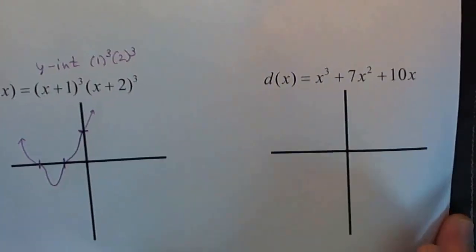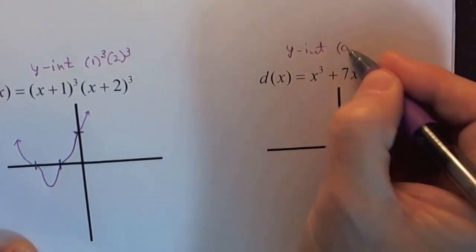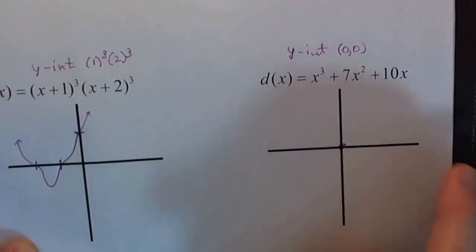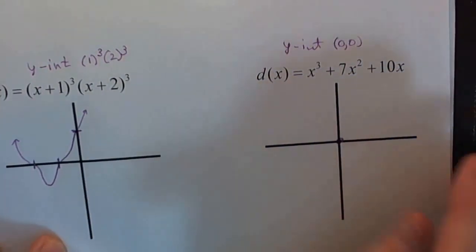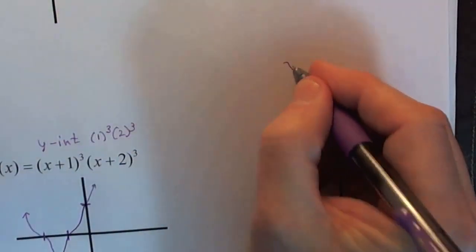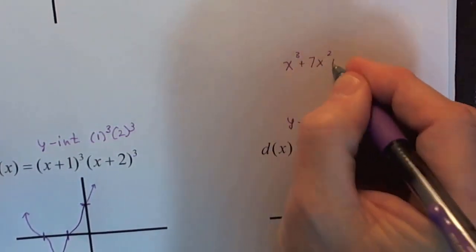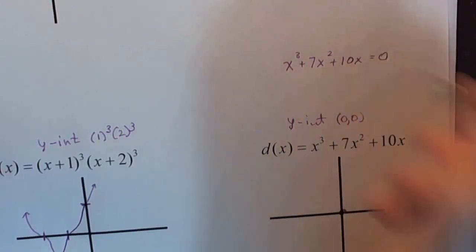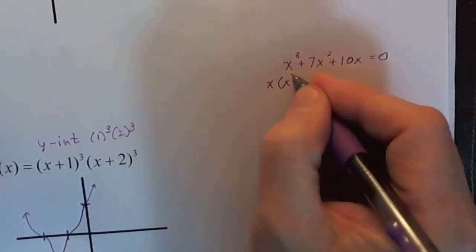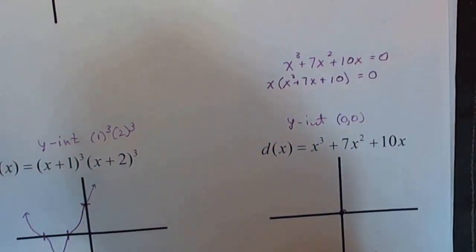Now let's look at this one. The y-intercept, that's just going to be 0. 0, 0, right? Because when I put a 0 in here for x, it's just 0. Now, we've got to get the x-intercepts. And the way I'm going to get the x-intercepts is I'm going to set this whole thing equal to 0 and solve it. So I get x cubed plus 7x squared plus 10x equals 0. See, these others were already factored for us, but not this one. So then I factor out the x. That's always the first thing I do when I'm factoring.